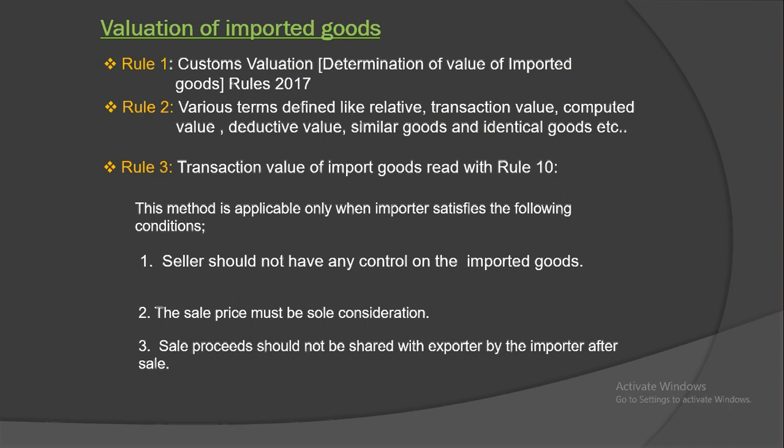There is one more condition, which is that the buyer and the seller should not be related. So we have to satisfy all these four conditions to come under rule 3. I will repeat these conditions. First, the seller should not have any control over imported goods. Price is the sole consideration. The importer cannot share any part of his sale proceeds with the exporter, and the buyer and seller are not related parties. After satisfying these conditions, we will value the imported goods under rule 3.